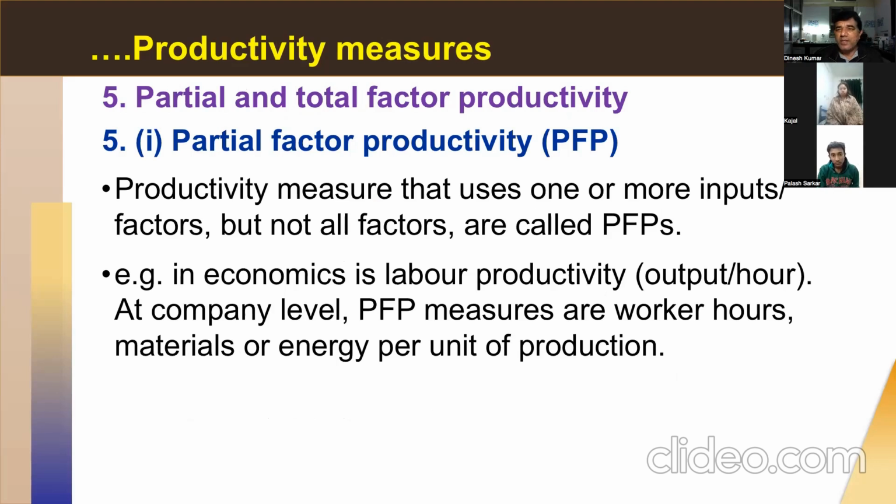A productivity measure that uses one or more input factors, but not all factors, is called partial factor productivity. So what happens in the production process? In the production process, you can use n number of factors. N number of resources are used. You can use water, herbicide, pesticide, seed, labor, machinery. Number of variables are used in the production process, isn't it? Number of inputs are used.